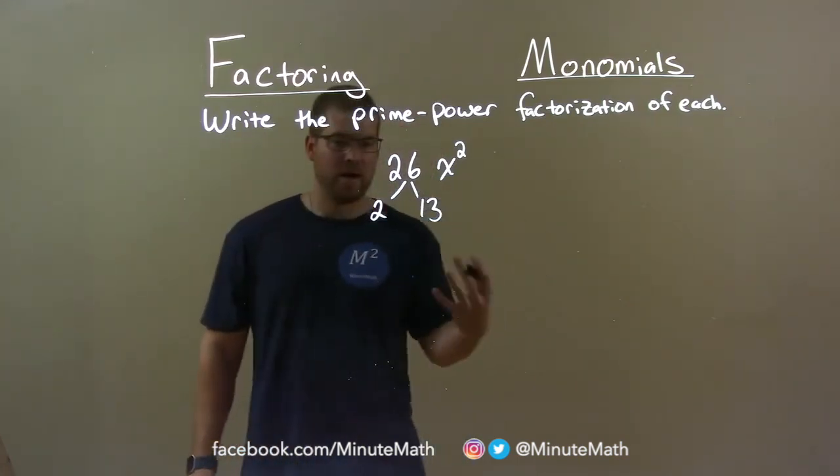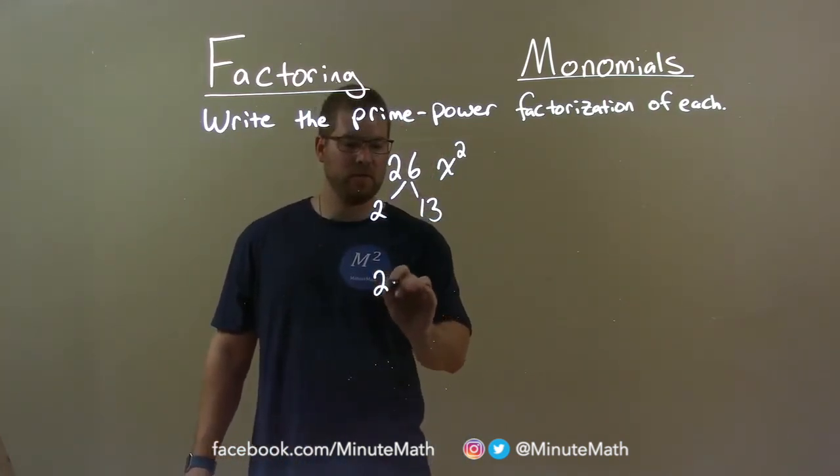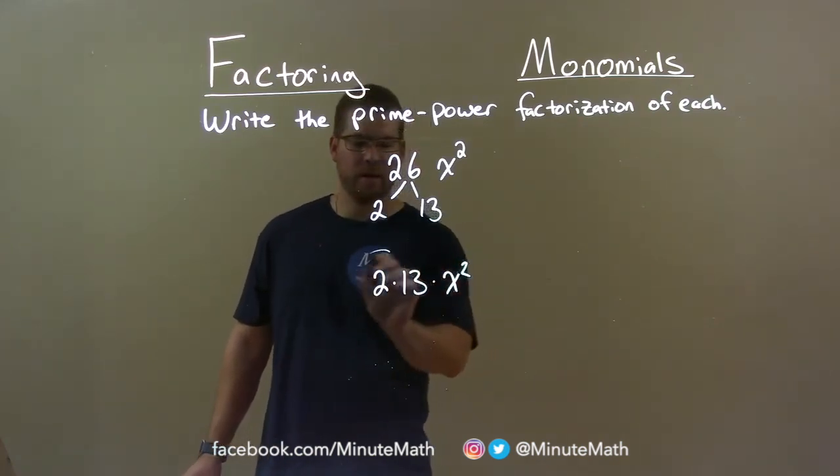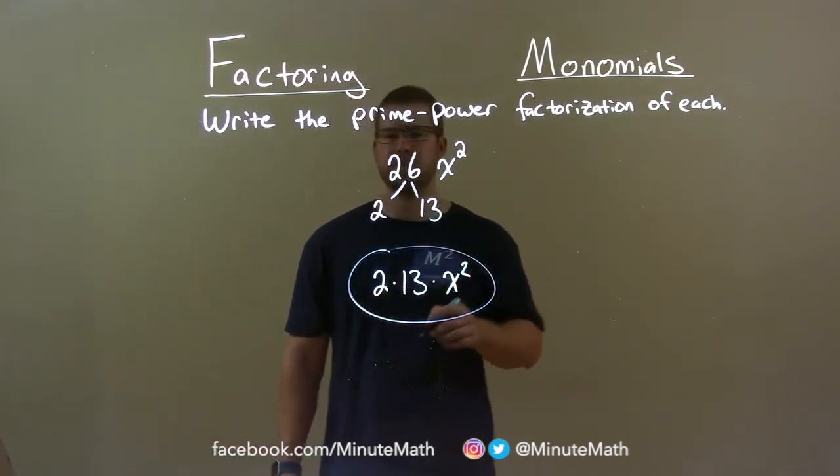Let's just write it out here. So 26 is 2 times 13. X squared is just x squared. So our final answer is 2 times 13 times x squared.